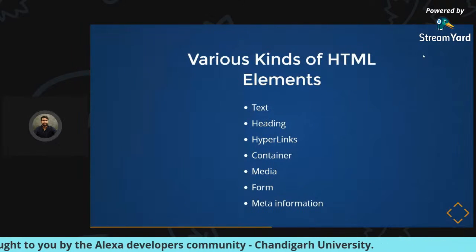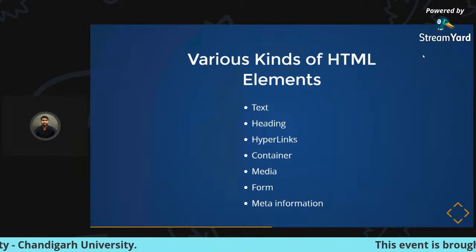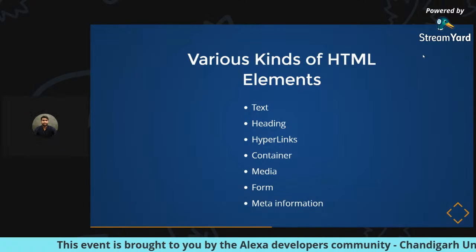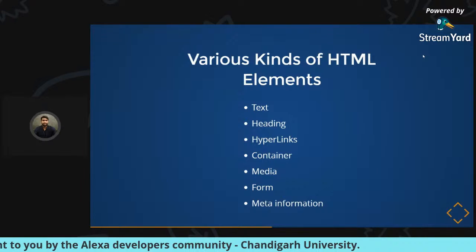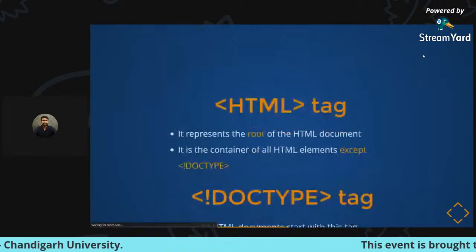Form: whenever you submit any form in a website, that comes from the form part of HTML elements. And the last is meta information. This meta information helps search engines, for example Google, to index web pages and to get information about the website. So these are the things we use HTML for.